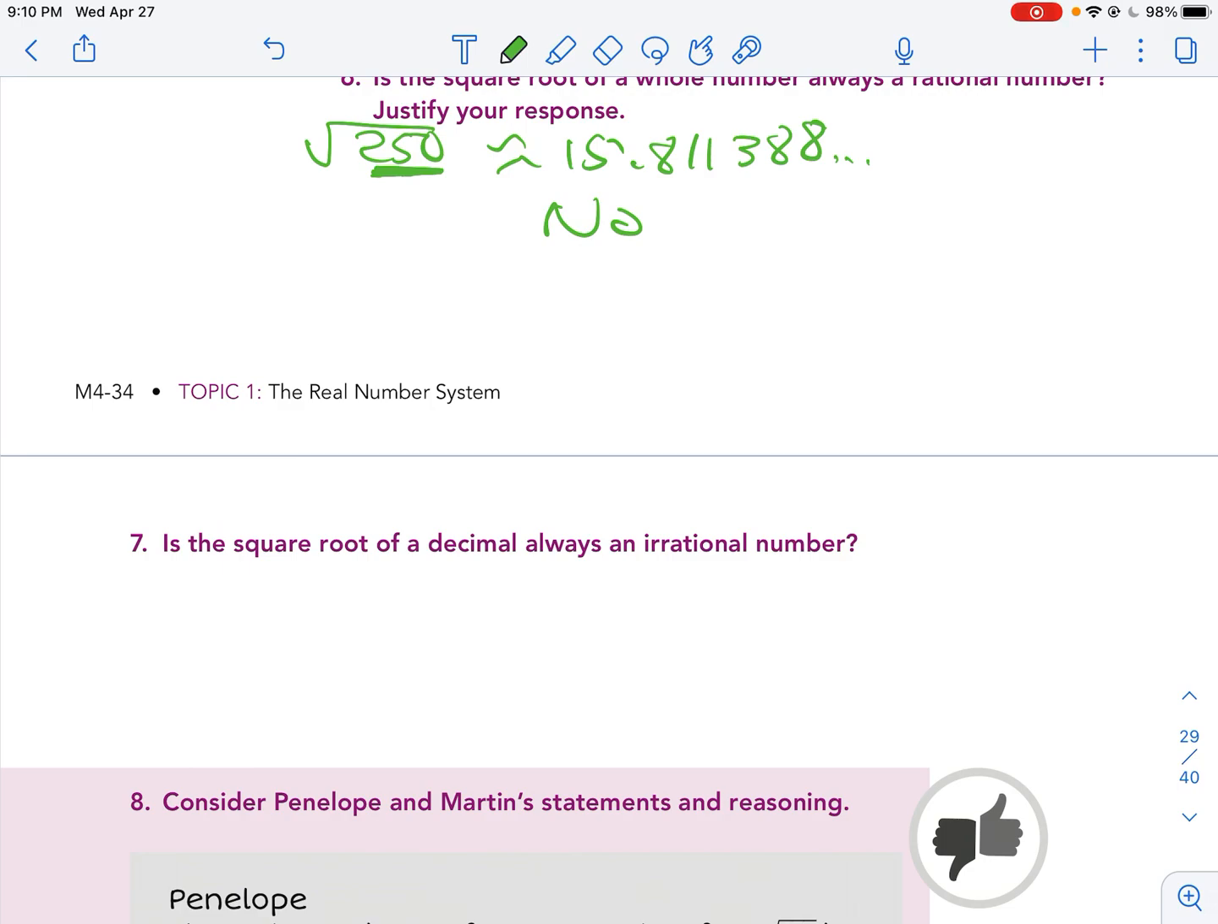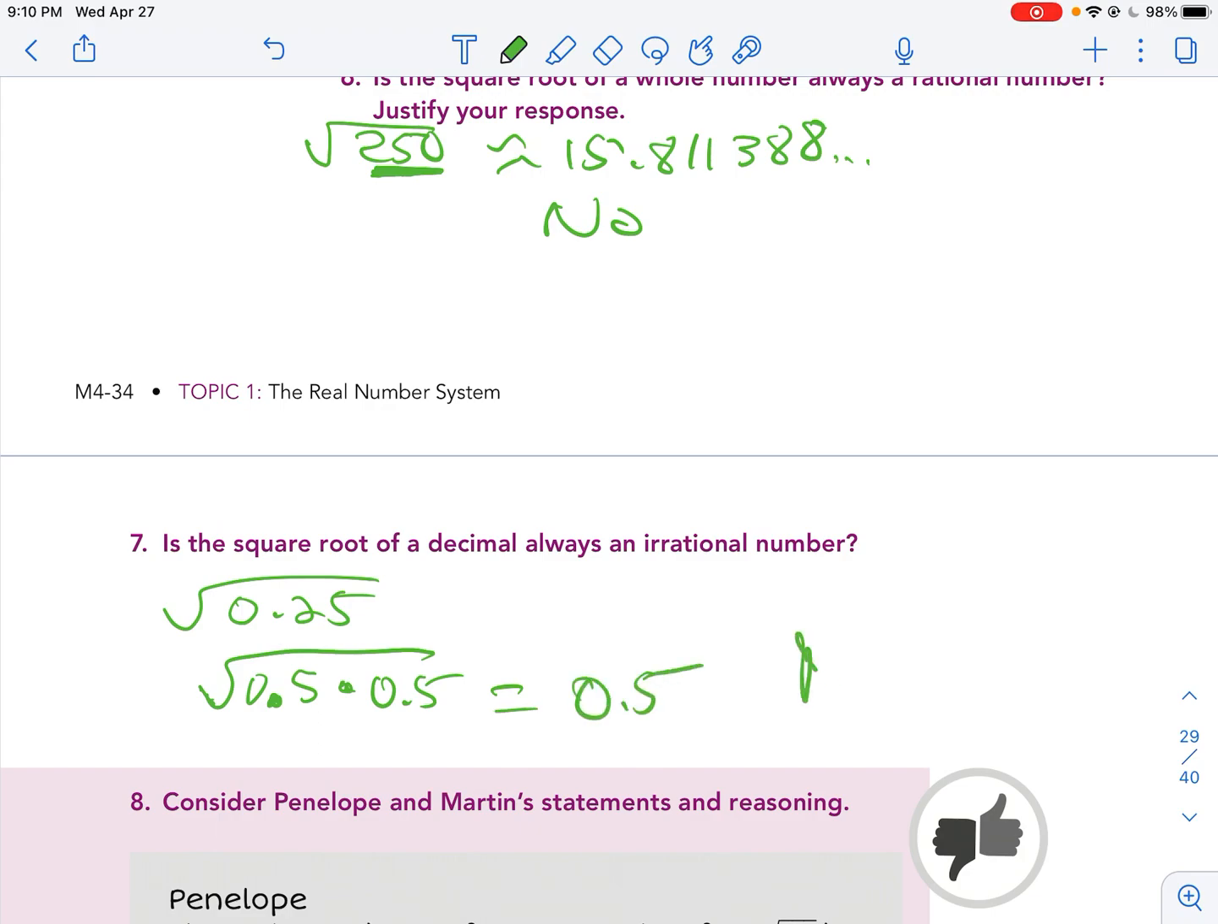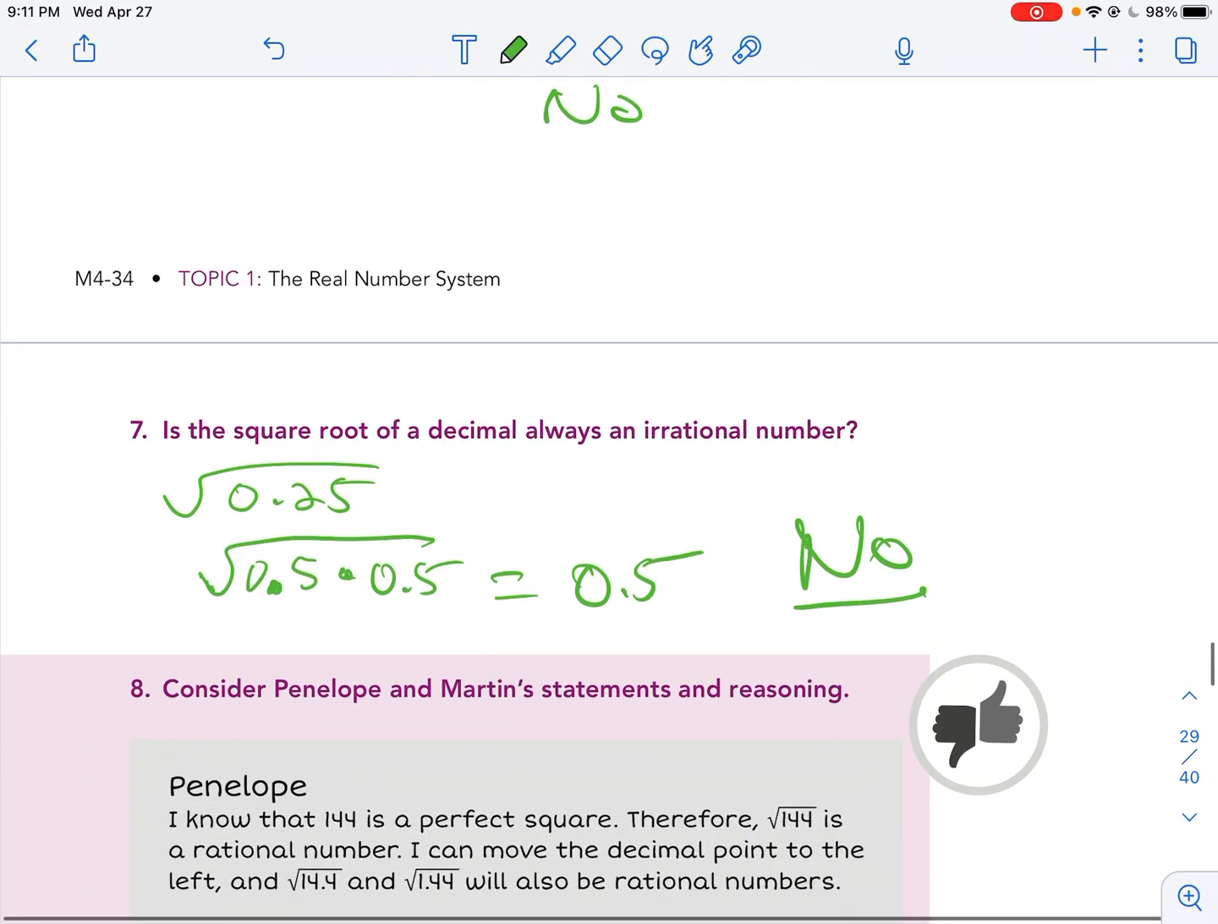Is the square root of a decimal always irrational? Well, a minute ago, didn't we do this one? And this came out to 0.5 times, I should put 0.5, times 0.5, which the answer to that is 0.5. So, no.